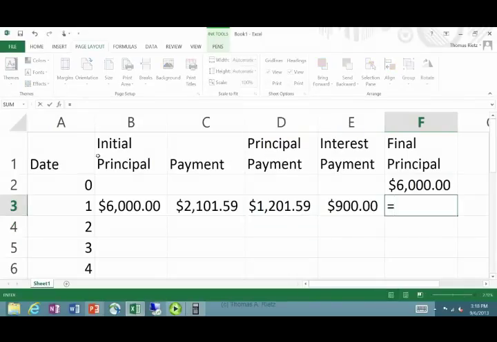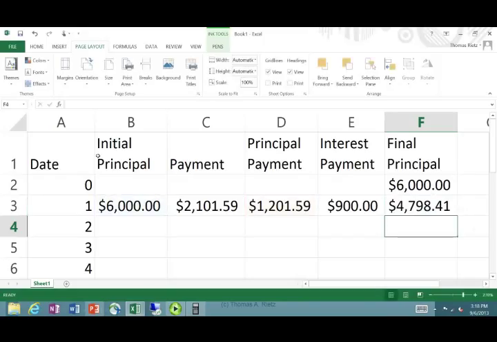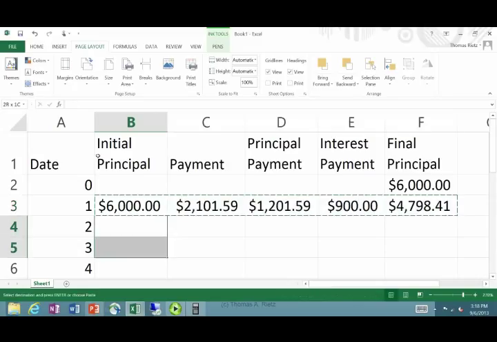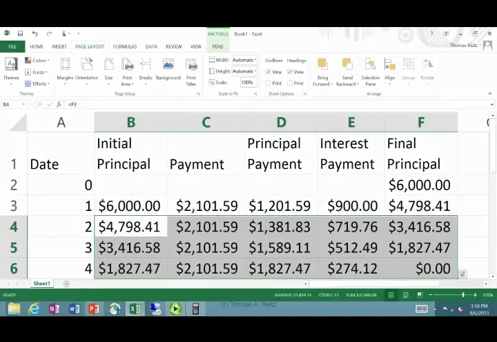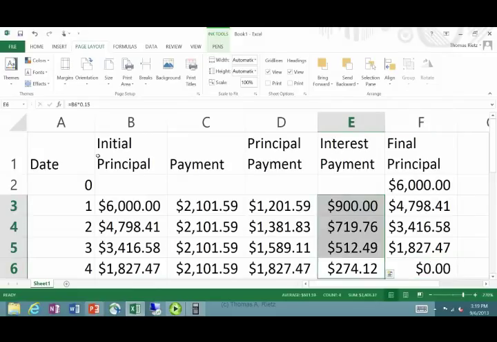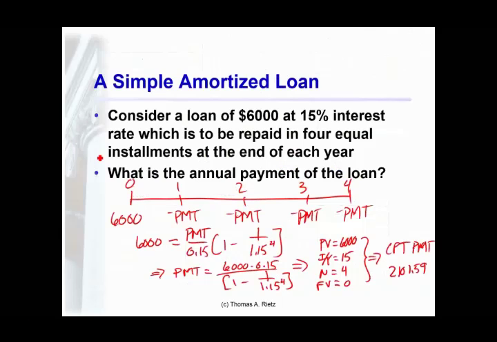And then the new principal is equal to the original principal minus the portion of the payment that goes to pay principal, 4798.41, which is what the calculator told us. Now, because I've created these out of formulas, I can just cut and paste them down. And here's the nice thing about an amortization table. If you get it right, it shows you paid off to a balance of 0 at the end of the loan. But more important than that, for tax purposes, it also highlights the amount you pay in interest every year, which you can write off in your taxes. So that is pretty much all there is to amortization and amortized loans.